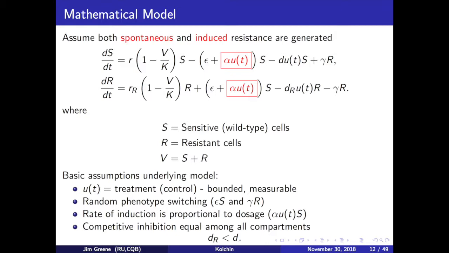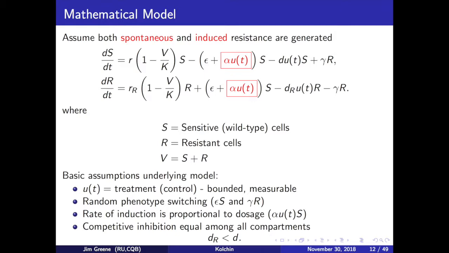So we have sensitive and resistant cells, S and R. We have a treatment which we're assuming is represented by u(t). Again, I'm not modeling any kind of pharmacokinetics. I'm just assuming that I can control precisely how much drug the tumor sees at any instant. That's not realistic, of course, but again, I want to consider the basic simplest possible thing.